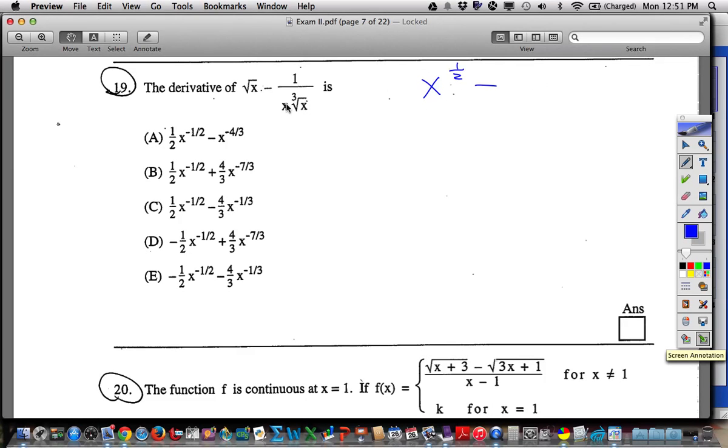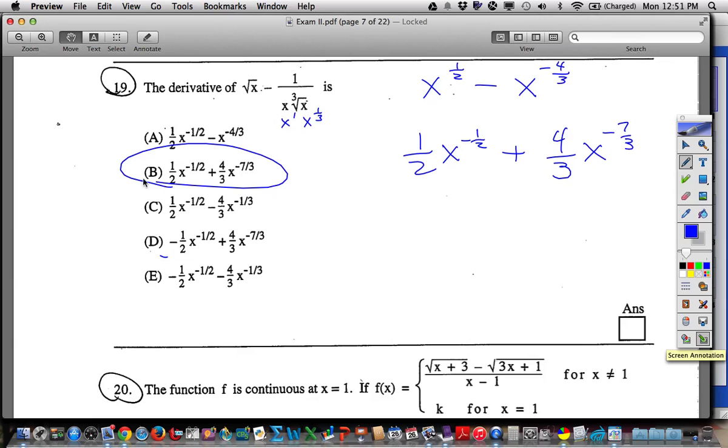I can reward that. This would be x to the first. That is with the cube root, which would be x to the third. So that makes that x to the 4/3. It's on the bottom, so it'd be negative 4/3. So the derivative would be 1/2 x to the negative 1/2 plus 4/3 x to the negative 7/3.